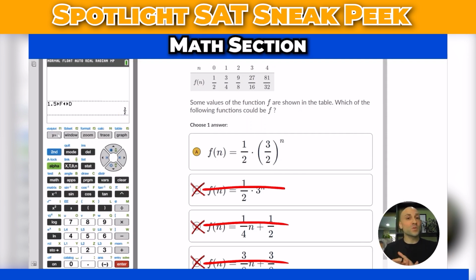So by far, Desmos was the easiest approach, and that's what I would do time and time again on the SAT.